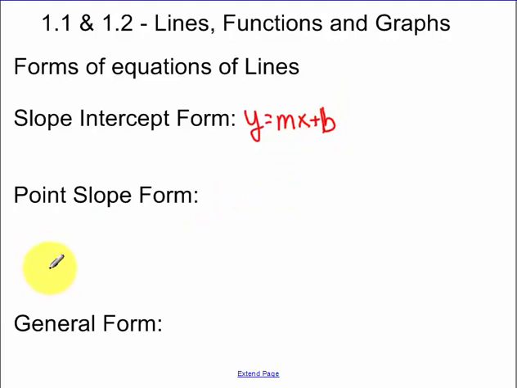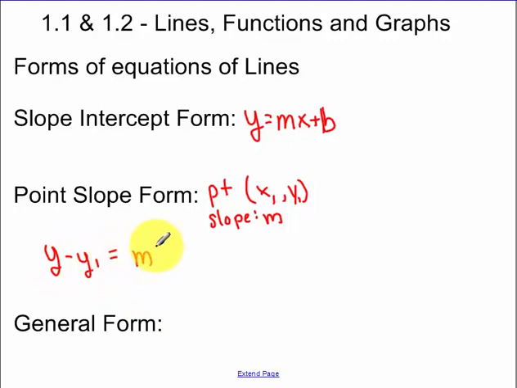Now, point-slope form is a form that some teachers use and some teachers don't. I really like this form, especially in AP Calculus, because you don't have to simplify. All you need is a point that's on the line, and we're going to call that point x1, y1, and we need the slope, which we're going to call m, and our form is y minus y1 is equal to m times x minus x1, where again y1 and x1 are the actual points that are on the line and m is the slope.